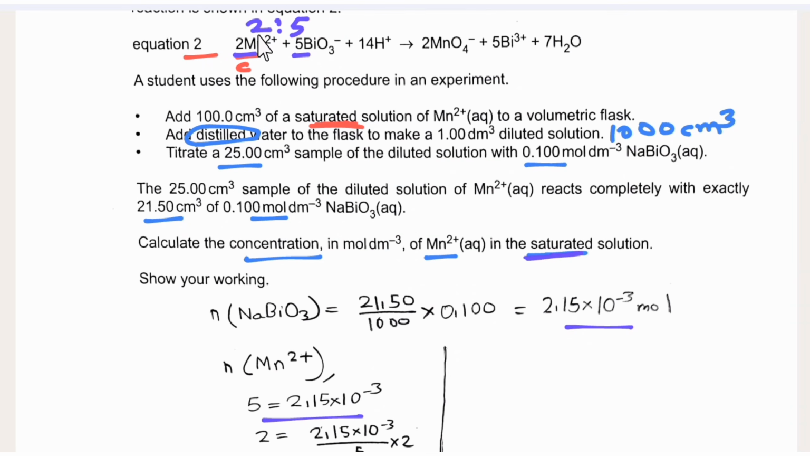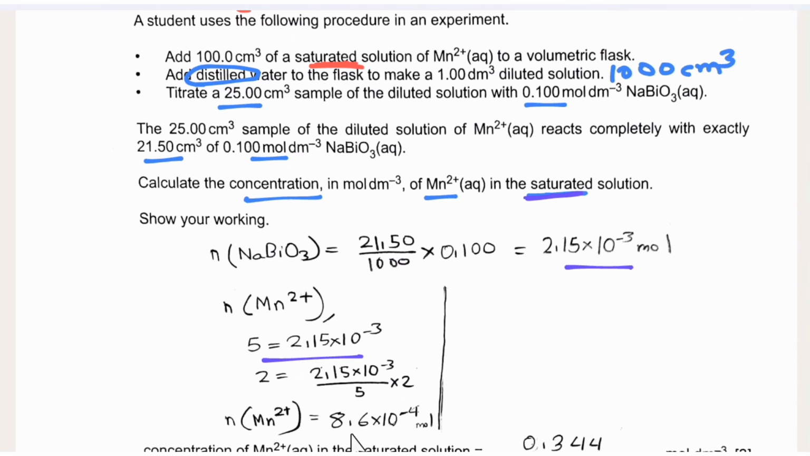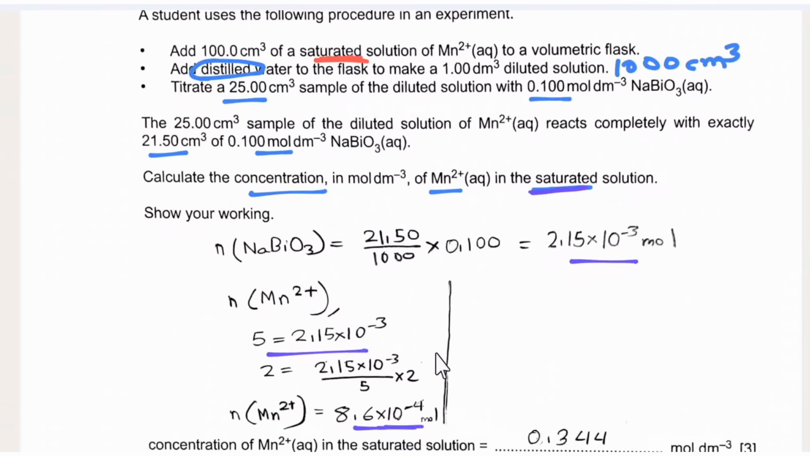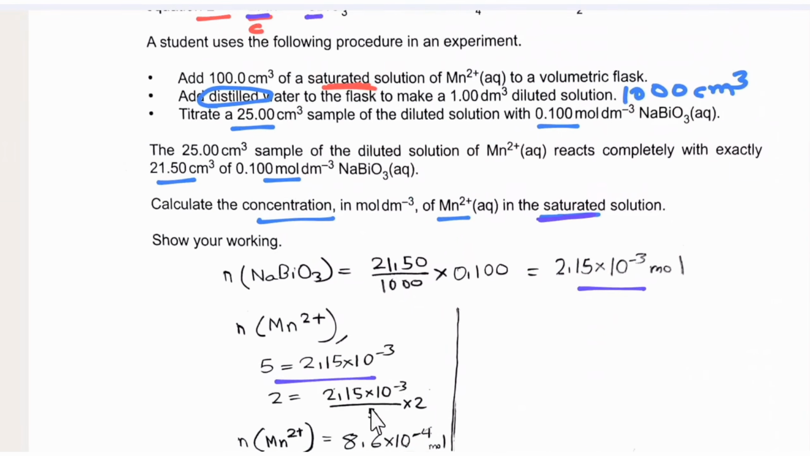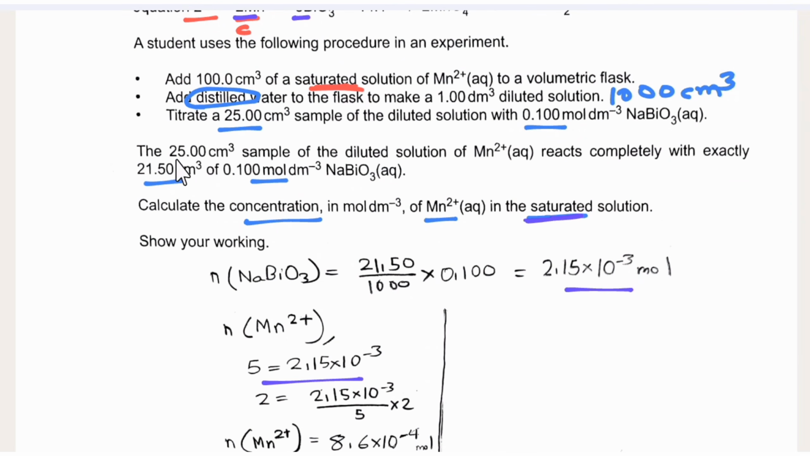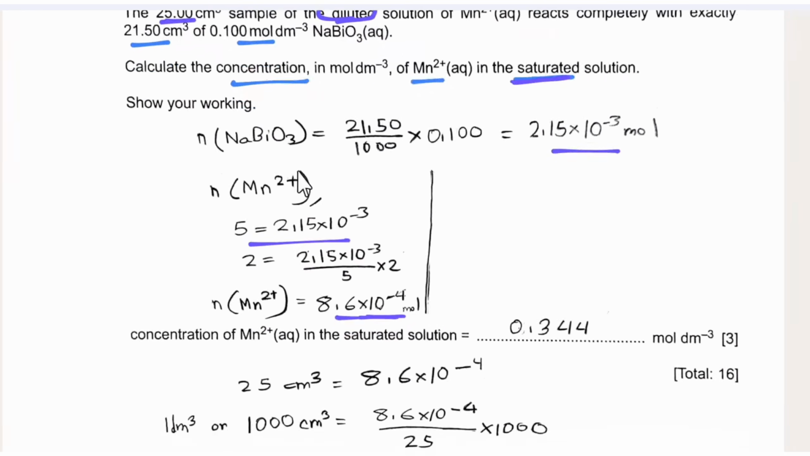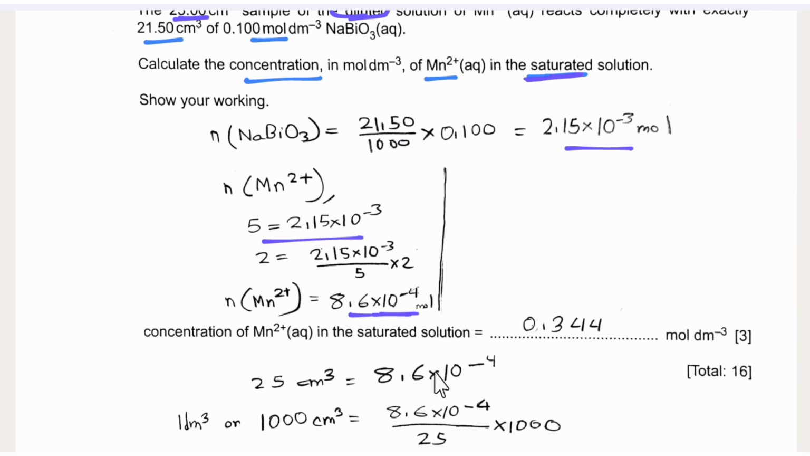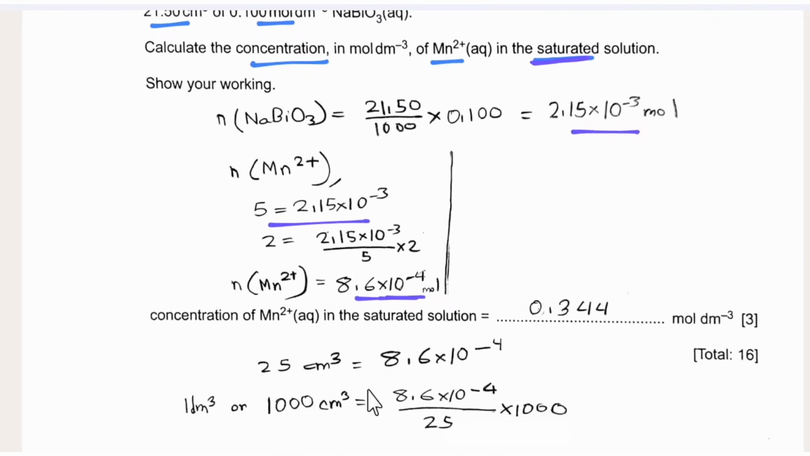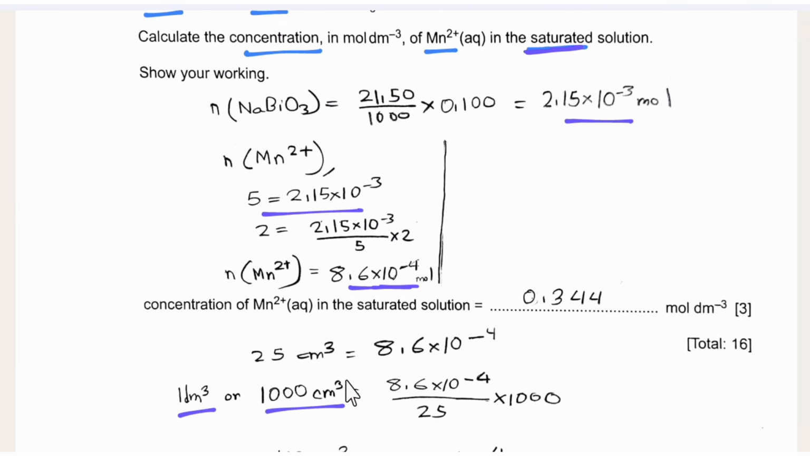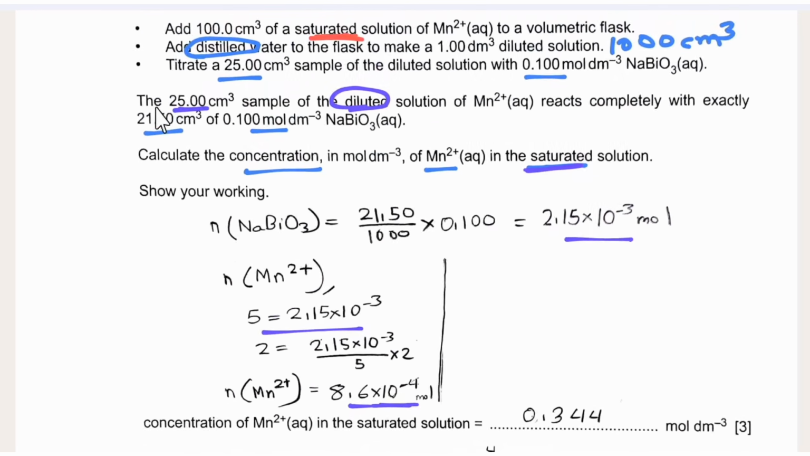So for 2 moles of Mn2+, we get this much mole. So according to the balanced equation, we get this much mole of Mn2+. Then we know that this much mole is for 25 cm cube, since we used 25 cm cube of dilute solution. So for 25 cm cube of the dilute solution, we get this much mole.